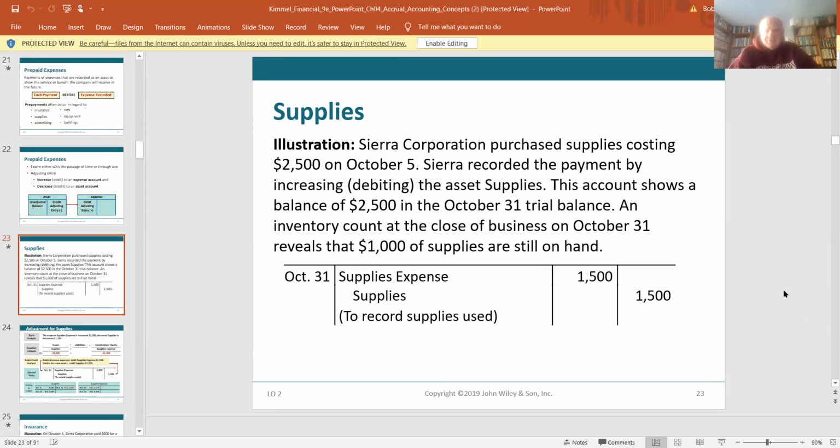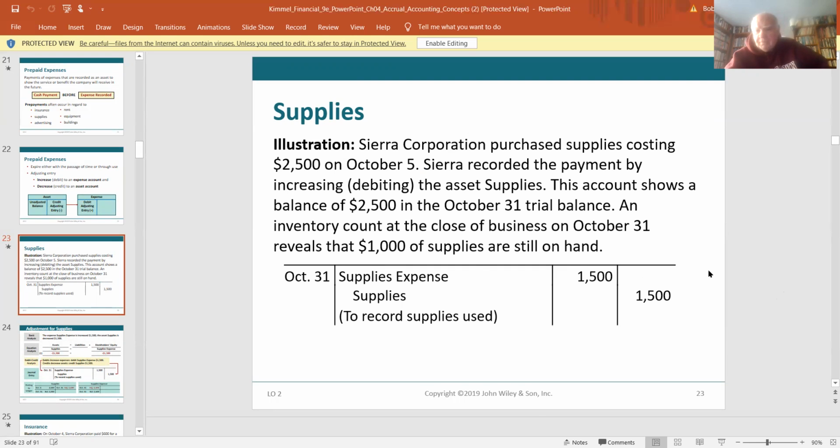Sierra Corporation purchased supplies costing $2,500, and they did this on October 5th. The account shows a balance of $2,500 in the trial balance, okay? That's what's sitting on the trial balance because that's the only entry we made. We debited supplies for $2,500. That's what's in the trial balance. But at the end of the month, they counted the supplies and only $1,000 worth of supplies are left. That means we consumed or we used $1,500.